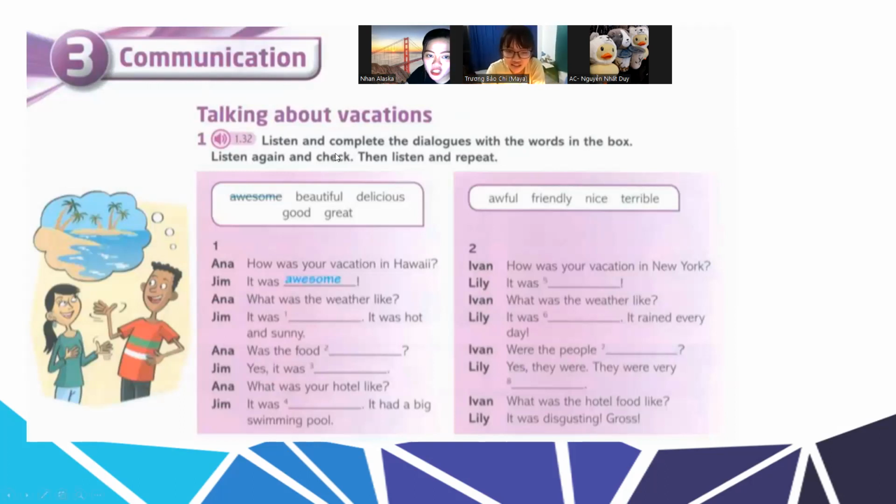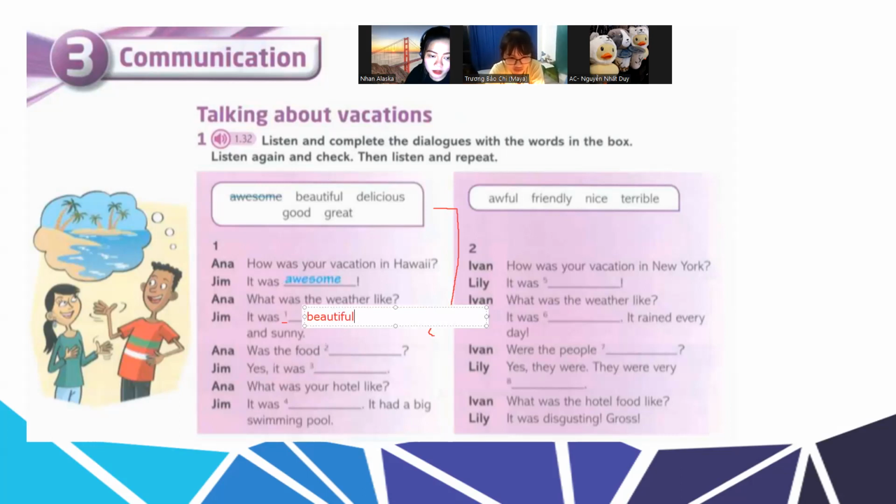So, talking about vacation. With this one, sadly, I don't have the audio clip, so I just want you to fill out the missing gap. By the way, this is very self-explanatory. No need for an audio clip because it would be very easy for you to fill out the missing gaps. So in here, number one, let's answer first. Number one, it was beautiful.